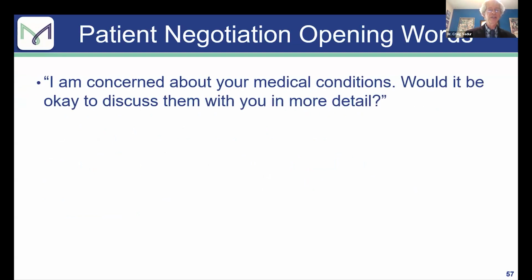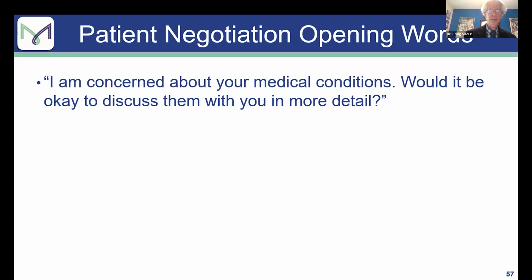Well, the patient negotiation technique. The opening words are to try and have him give the green light so you can discuss it. And you could say something such as, I'm concerned about your medical conditions. Would it be okay to discuss them with you in more detail? He may say no, which is better to know sooner than later, and to say, okay, at some point in the future, when you're open to it, I'd be glad to discuss it. But most patients will talk about it because they sense that there's a need and you're there to help.